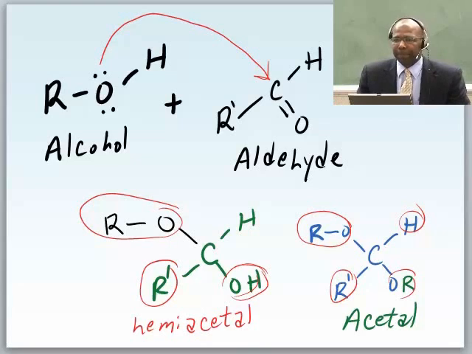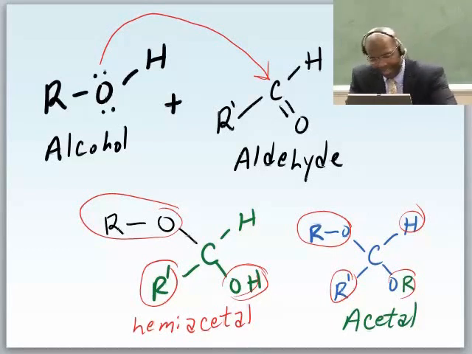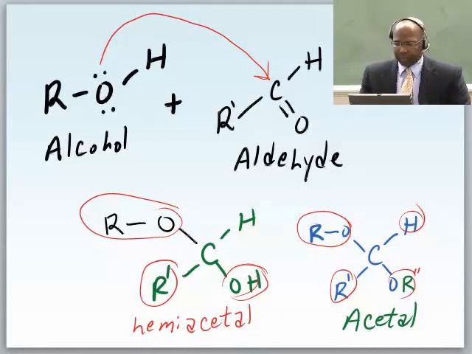Question? When you replace it with that other R, does it have to be different, because you have an R and you have an R? I should have put this as OR double prime. Yes, it's a different one. And so a hemiacetal has an OR, an R, and an OH. An acetal has two ORs, a complete acetal, and an R and an H.